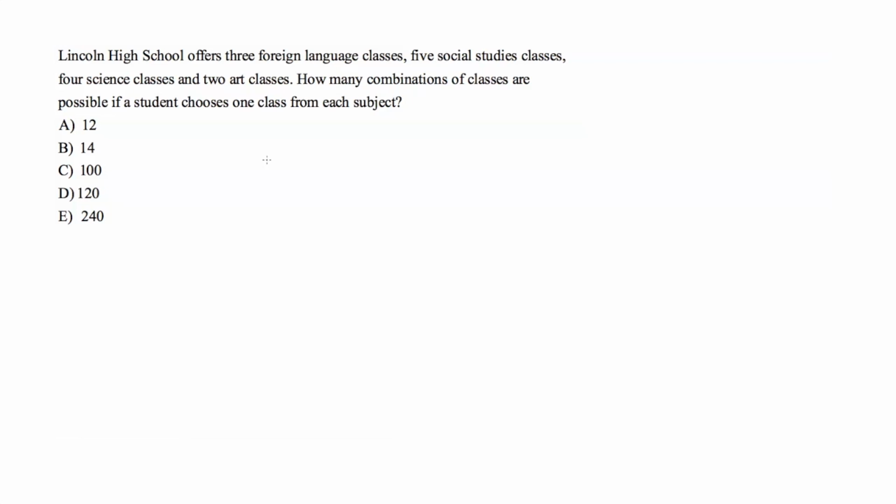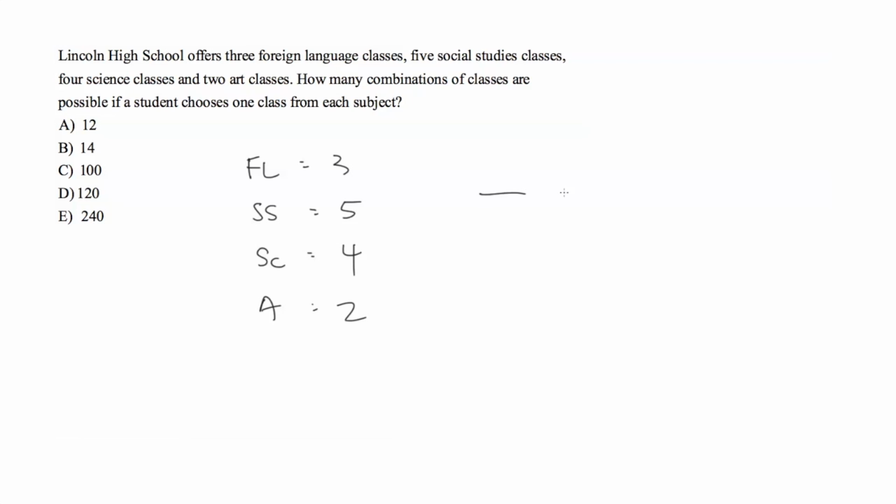So we have 3 foreign language classes. So foreign language, we have 3 of them. We have social studies, we have 5 different ones. Science classes, there are 4. In art, there are 2. How many different combination classes are possible if the student chooses one class from each subject?